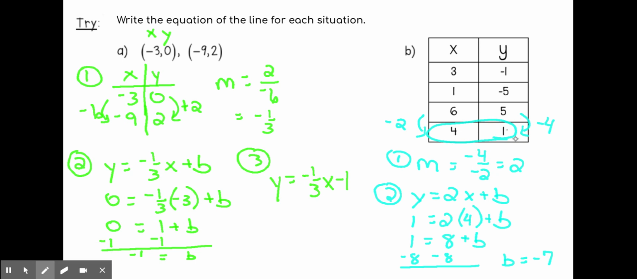I chose the point at the bottom just because it had the smallest positive values. My y value was 1, my x value was 4, and if I did it correctly, I got b was negative 7. So m is 2, b is negative 7. I have run out of room, so I'm going to come up here. You write the equation of the line. And given what we got for m and b, the equation of the line is y equals 2x minus 7.